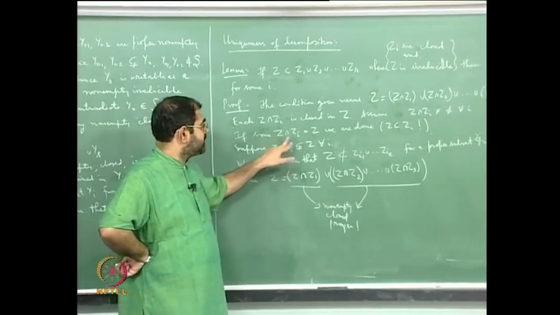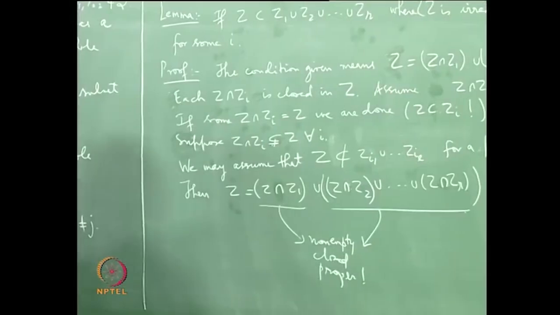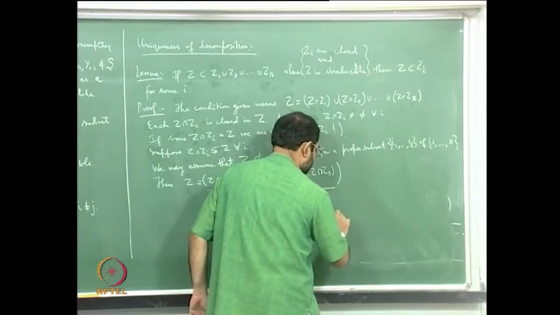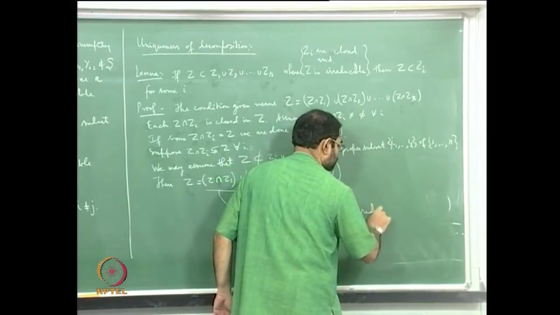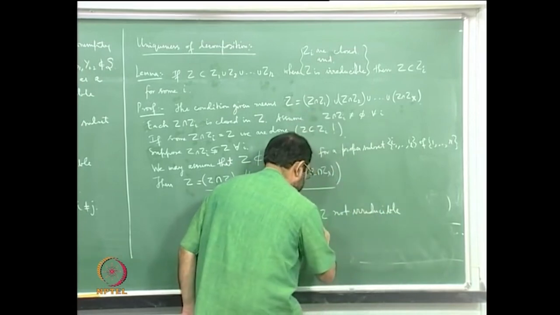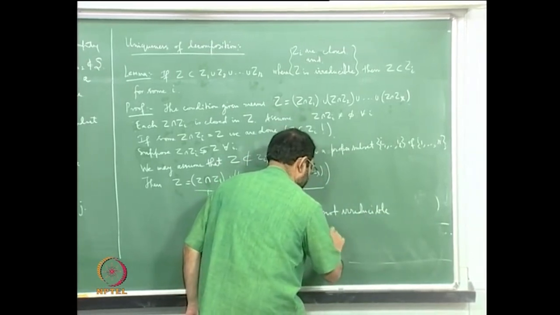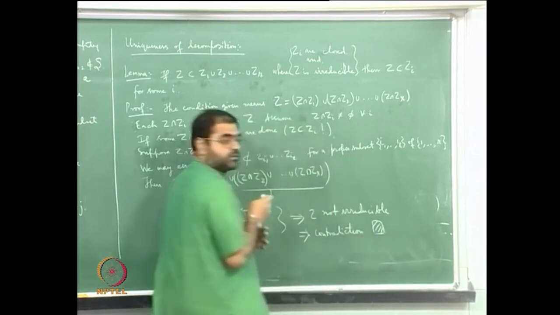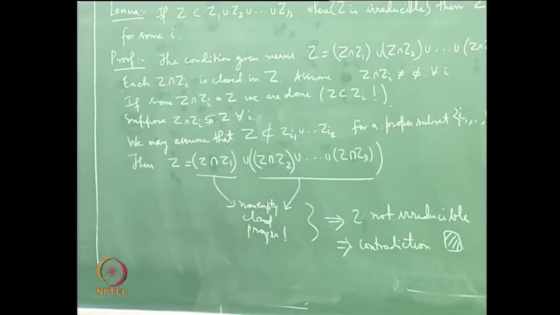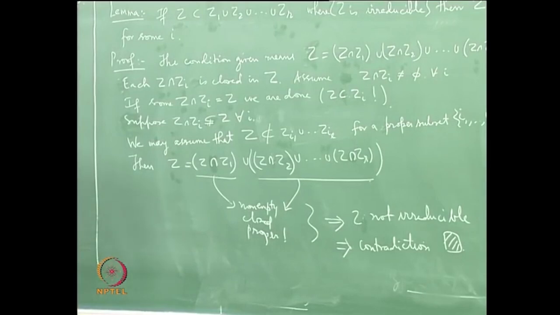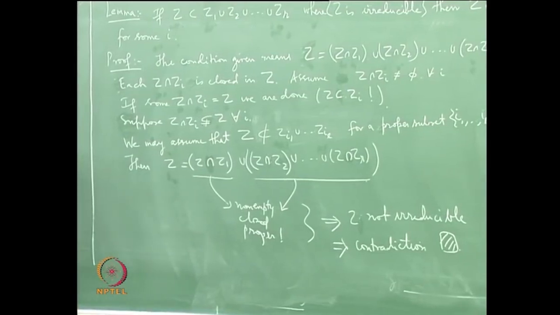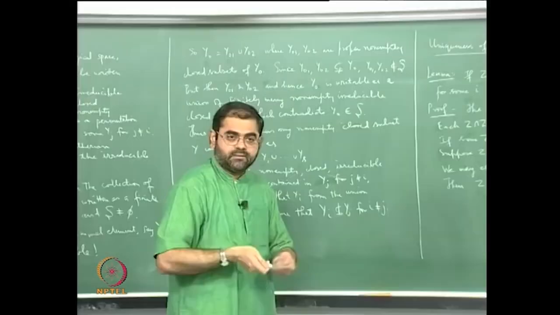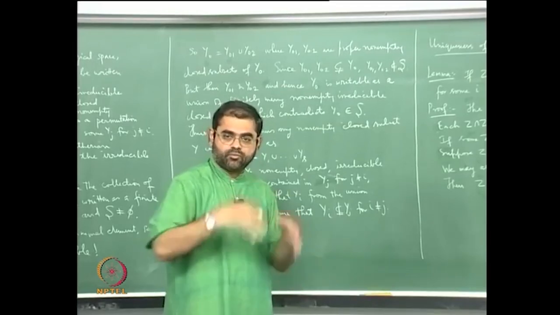Therefore, the only thing that can happen is that Z has to be in Zi for some i. So this implies Zi is Z, not irreducible, and that implies a contradiction, which proves the lemma. So your lemma is proved. The moral of the lemma is that if an irreducible set is contained in a finite union of closed sets, it has to go into one of them. In other words, it cannot fall into two pieces in a union. It has to go exactly into one of them.